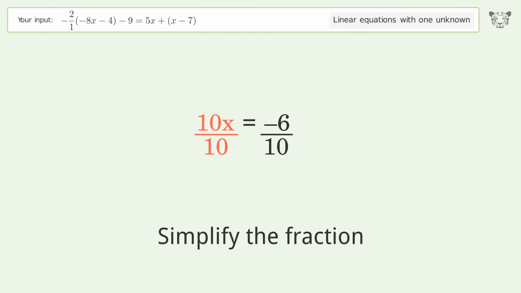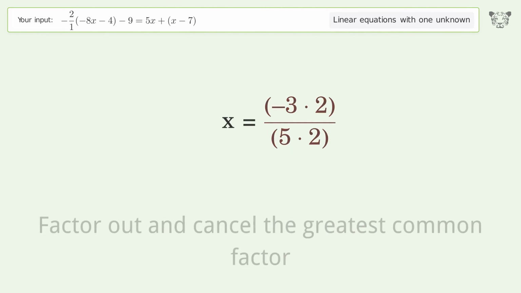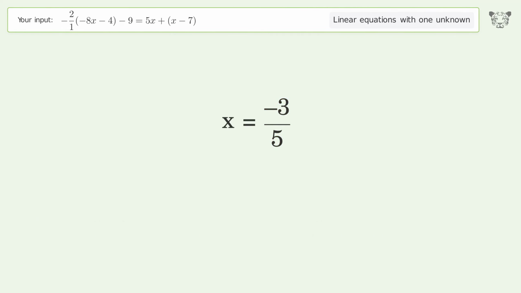Simplify the fraction. Find the greatest common factor of the numerator and denominator. Factor out and cancel the greatest common factor. And so the final result is x equals -3/5.